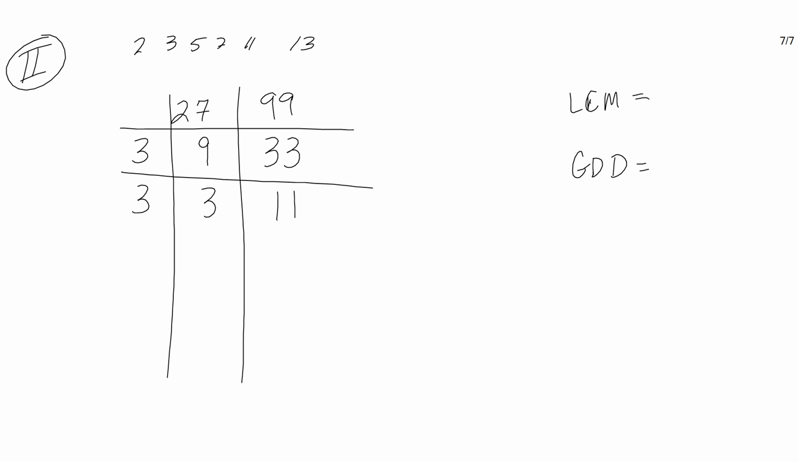What's wrong? Here, is there anything that will go into 3 and 11? No. And this is where the real math stops. Now, why does it stop? Because there is no number that will go into 3 and 11.